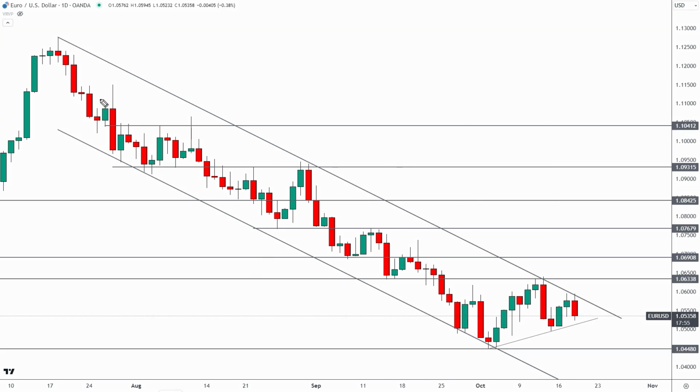Okay, so starting here with the daily time frame for the Euro USD, obviously we have this market still in a very steep, very tight downtrend ever since July. So you can see that the market has been making lower highs and lower lows. This is a similar story to what we've seen from the pound.